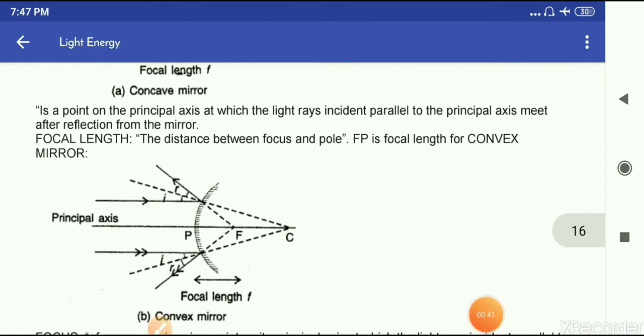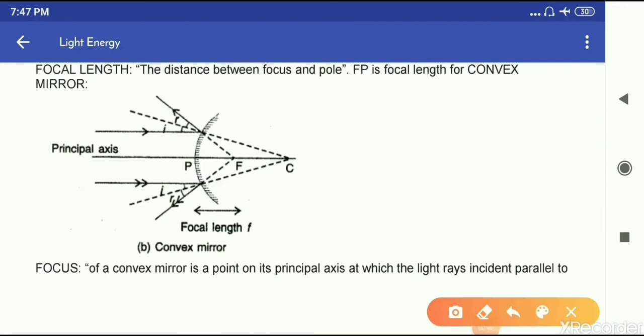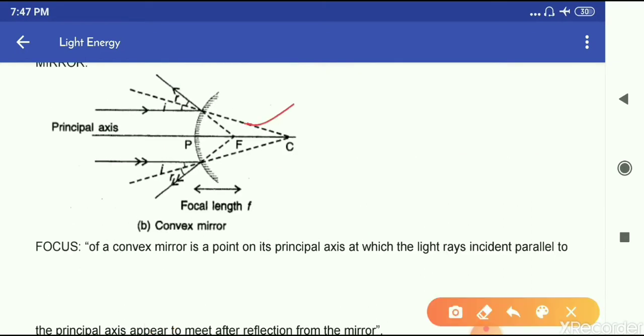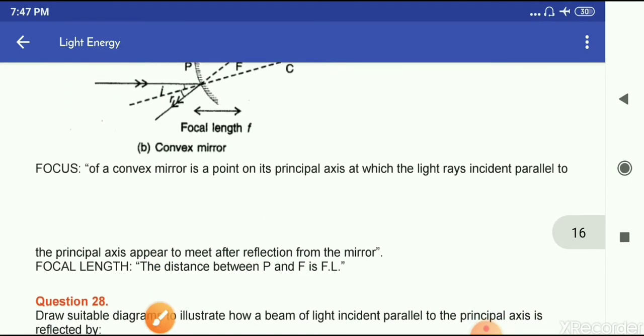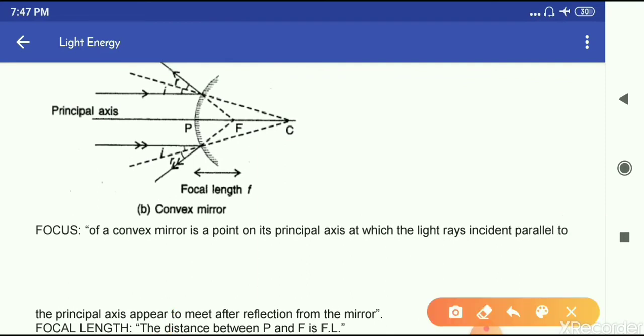Now focus for convex mirror. For a convex mirror, focus is a point on its principal axis at which the light rays incident parallel to the principal axis appear to meet after reflection from the mirror. As you can see here in this diagram, this is focus for convex mirror, and focal length is the distance between the pole and the focus, that is FP. This is focal length, P and F, the distance between pole and the focus.